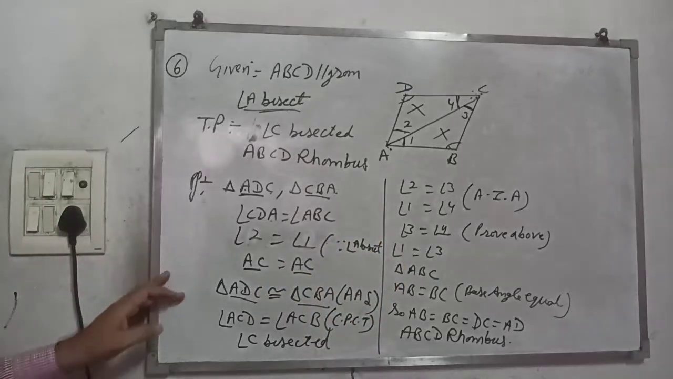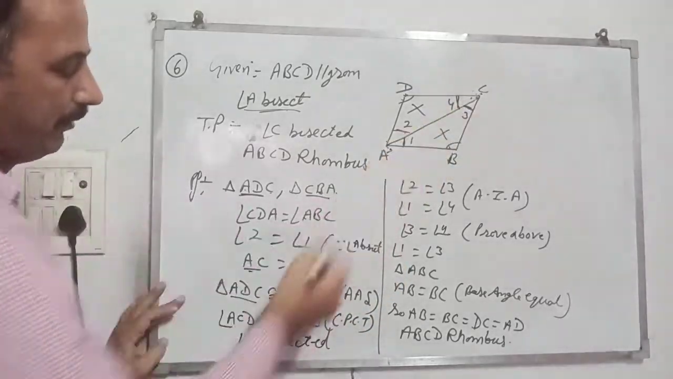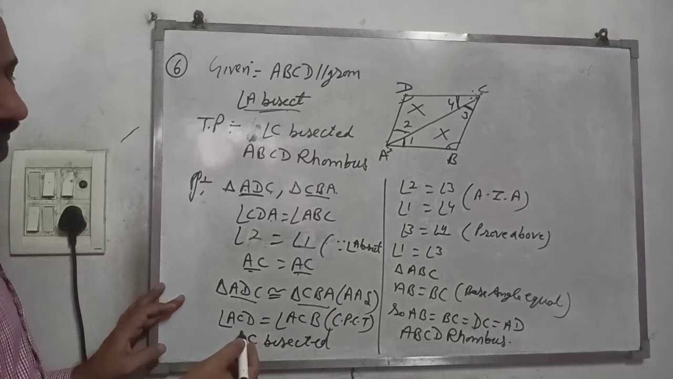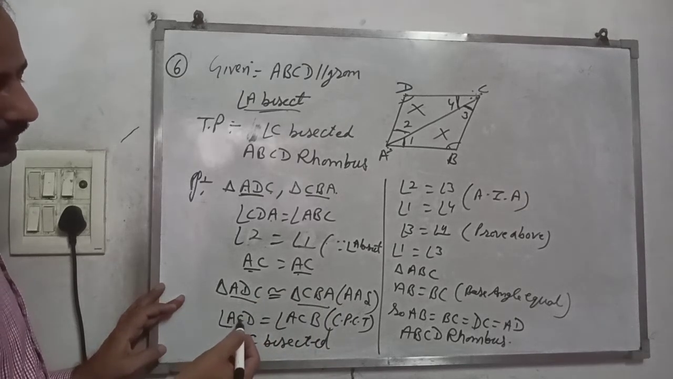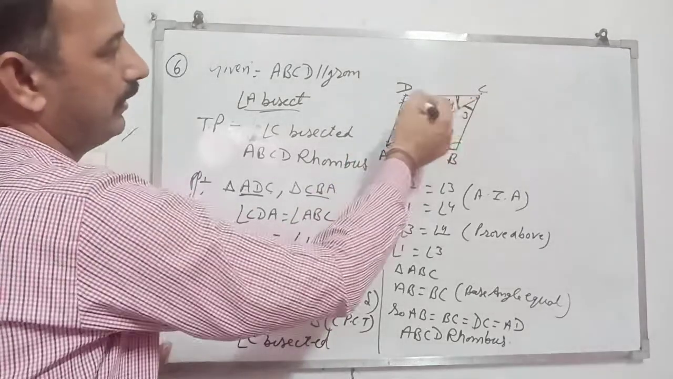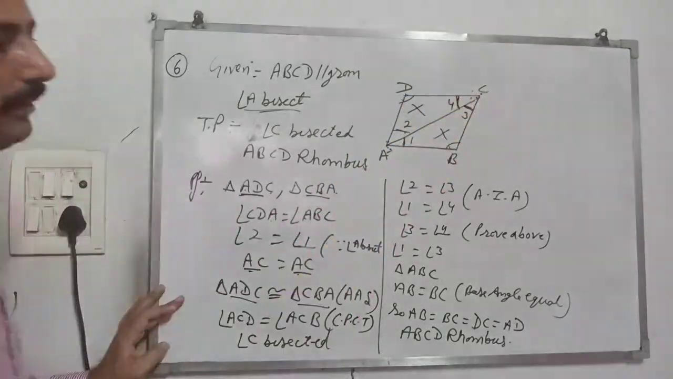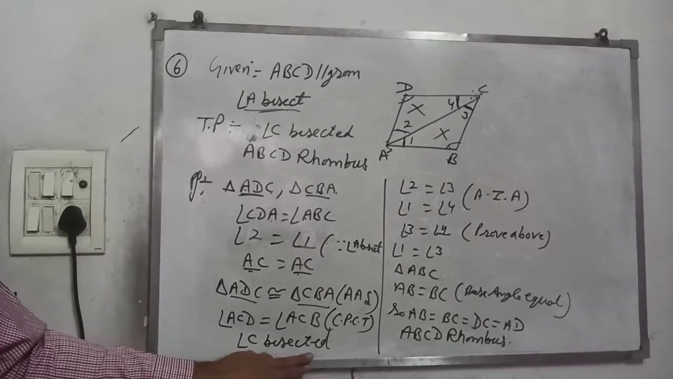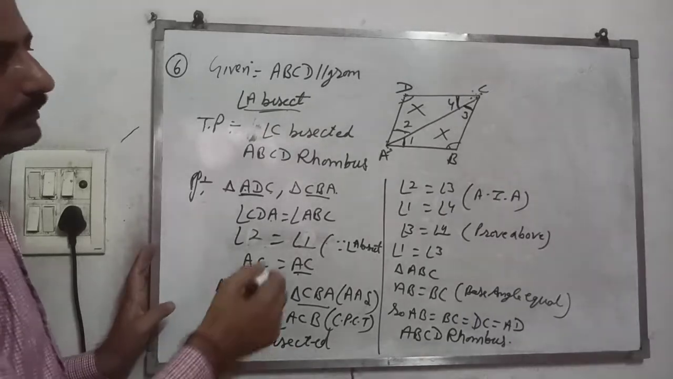Right? So AC equal to AC, it's common. So two triangles are congruent, right? So their angle ACD, angle 4 equal to angle 3, right? So it means angle C is bisected. First is proved. Now come to the second one.